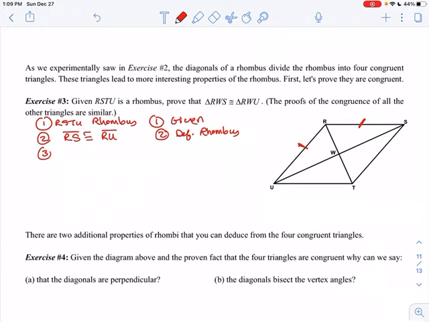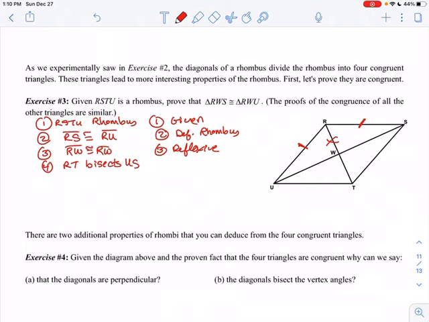And I know that RW is congruent to RW. That's that one right there. And that is because of reflexive. And I know that RT bisects US. Remember, the diagonals bisect each other.